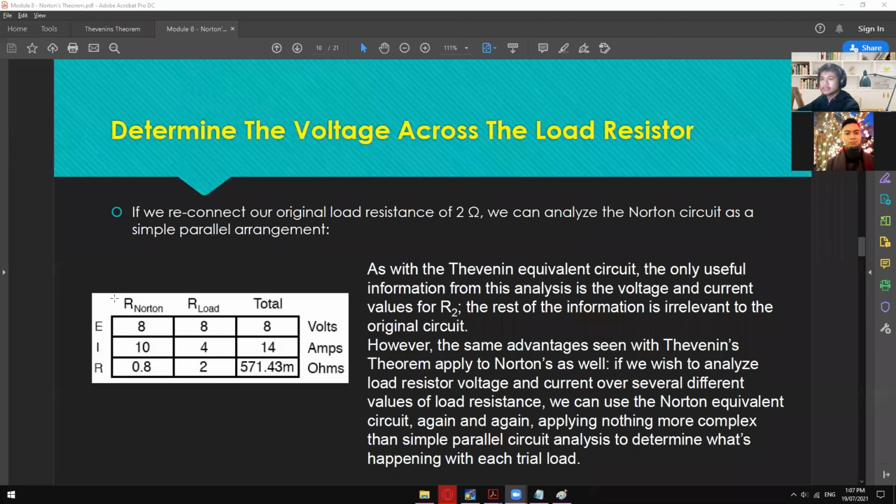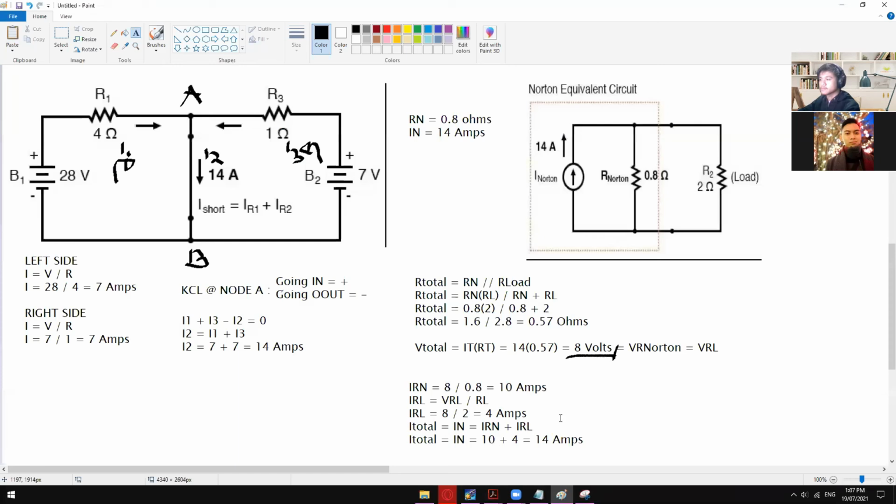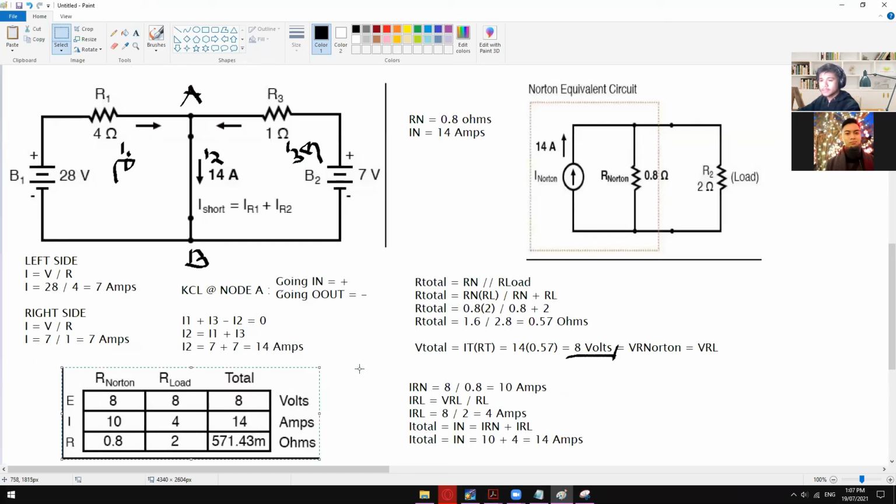So let's check if we have the same result. Is it right here? For the voltages, of course, we have 8, 8, 8 since they are in parallel. And then for the current, we have 10 amps for the IRN, and then IRL is 4 amps, which is correct. And then the total current is 14 amps. And then for the resistances, we have 0.8 right here for the R Norton, and then 2 ohms for the R load. And then we have here 571.43 milliohms. So this one is the same as 0.57 ohms.